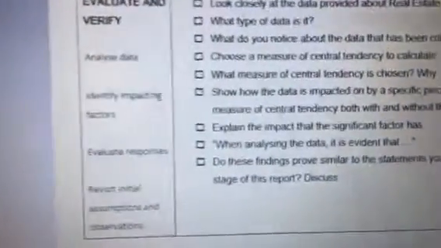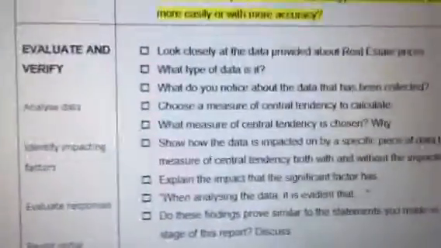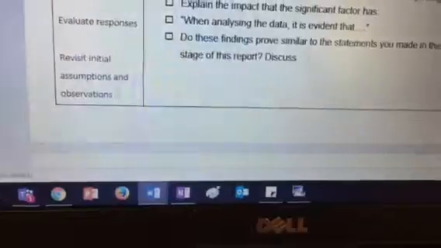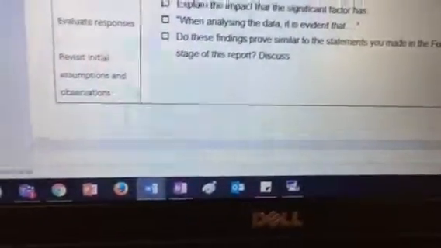Okay, the evaluate and verify section is where you need to go and look at your real estate data that we gave you in class. So look closely at the real estate prices. What type of data is it, and what do you notice about the data?